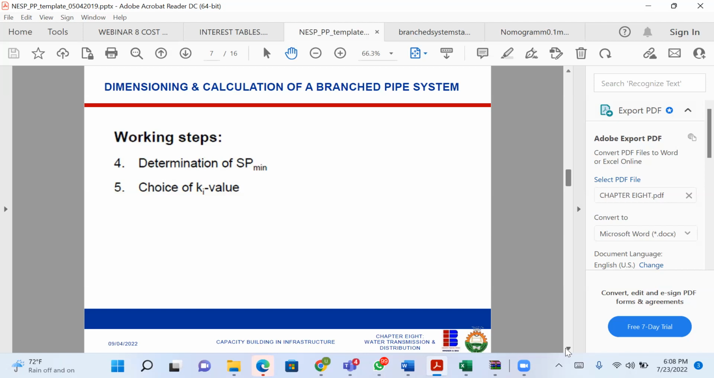So in Germany, the minimum service pressure in a network is 2 to 3 bars. But anything like 1 bar is okay. There are standards, but sometimes standards cannot be met, so you make do with what is possible, what is feasible.